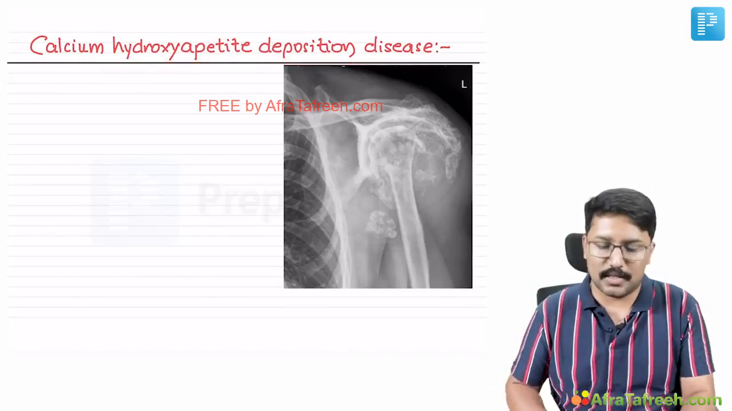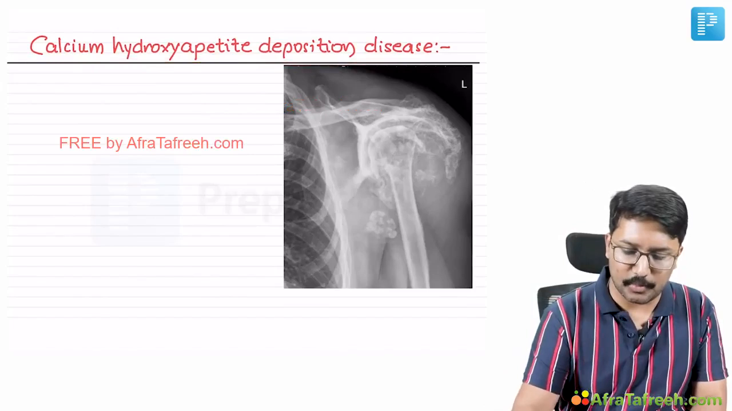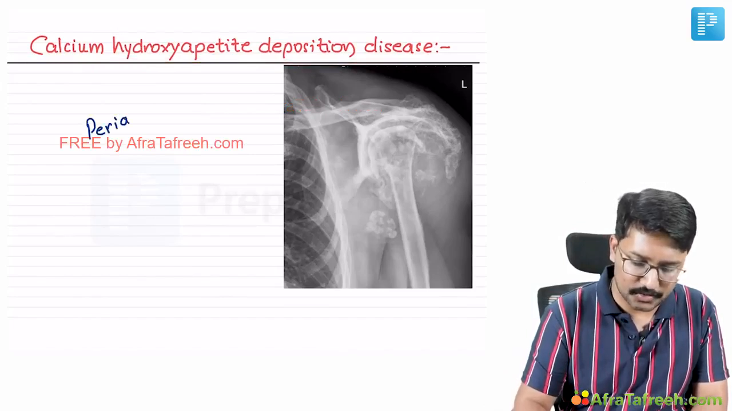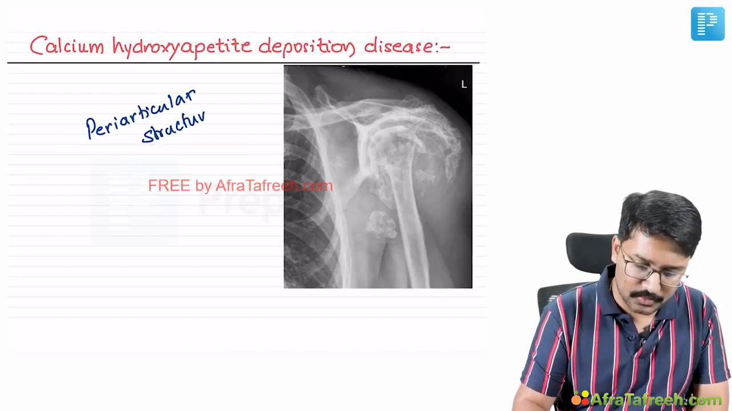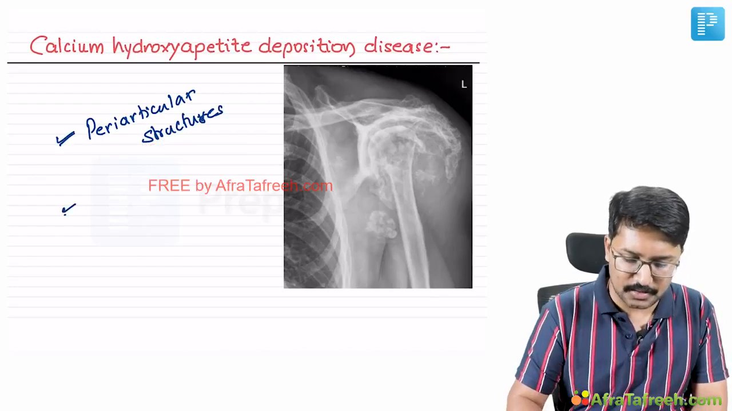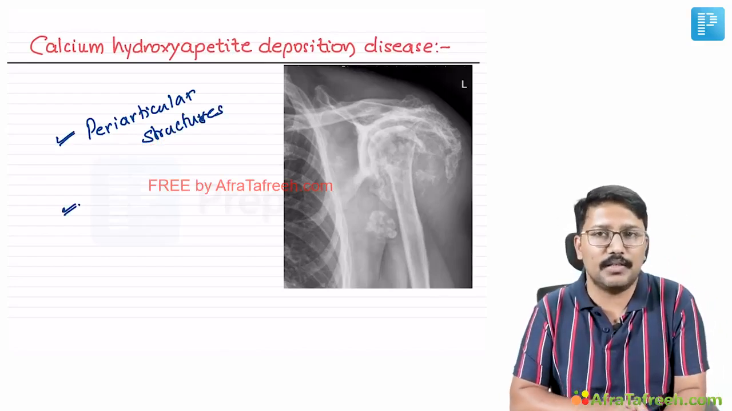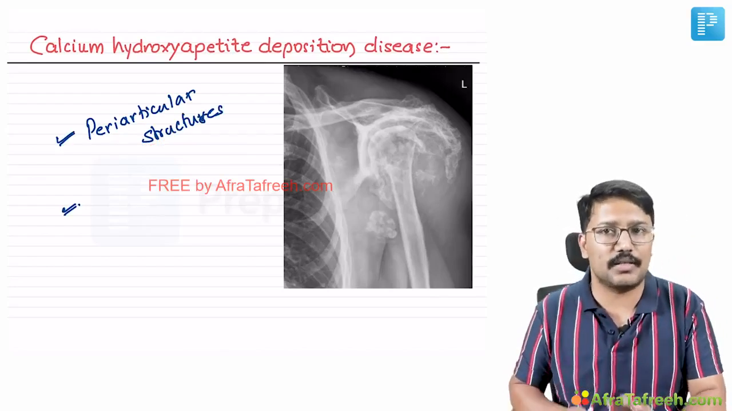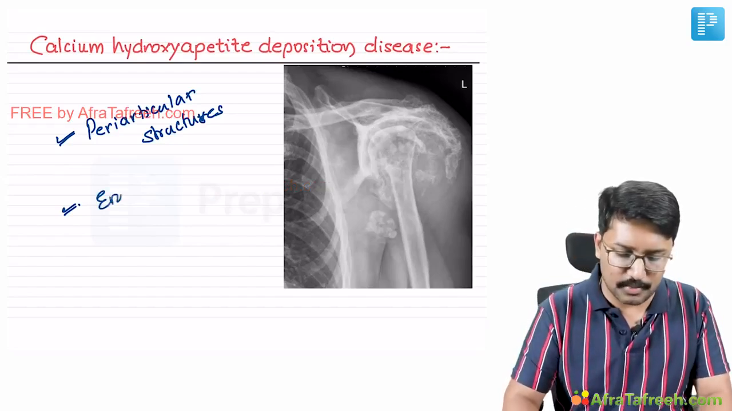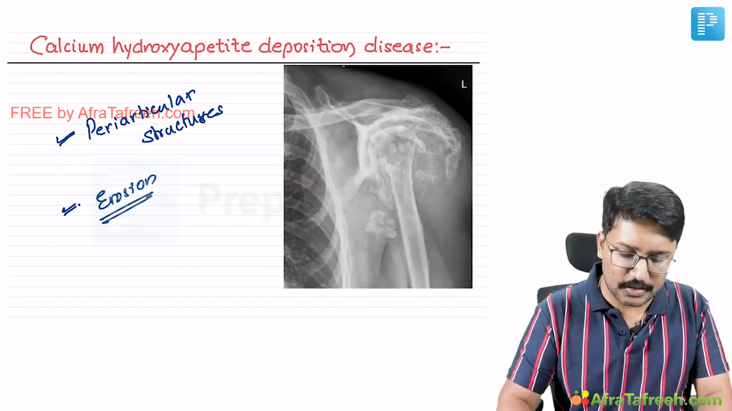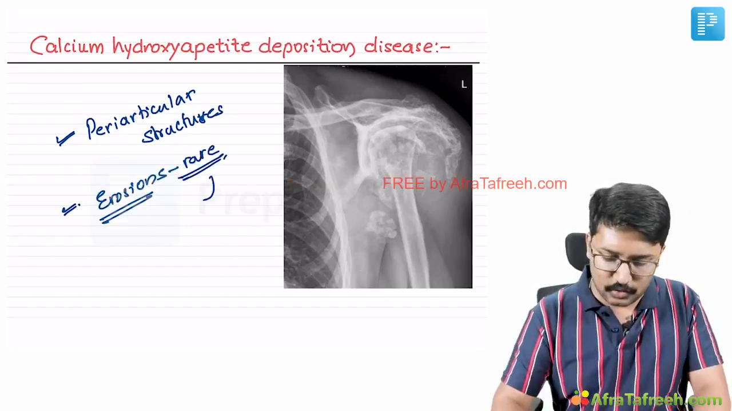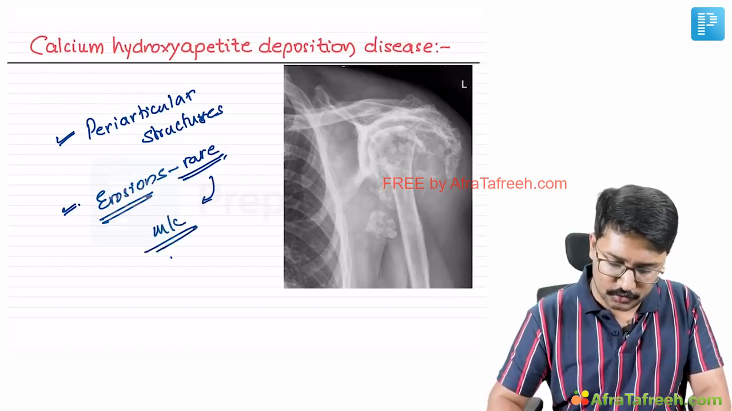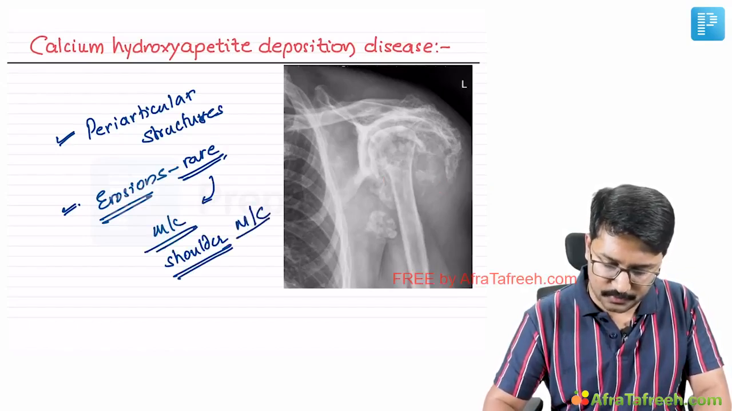Now let us move to the next deposition disease we are talking about, calcium hydroxyapatite deposition disease. Calcium hydroxyapatite particularly gets deposited in the periarticular structures. That is one kind of presentation, and sometimes it can get deposited inside the joint space, causing joint erosions. There is one important MCQ point I want you to remember. Joint erosions are usually rare, but they can occur. When they occur, the most commonly affected joint is the shoulder joint.